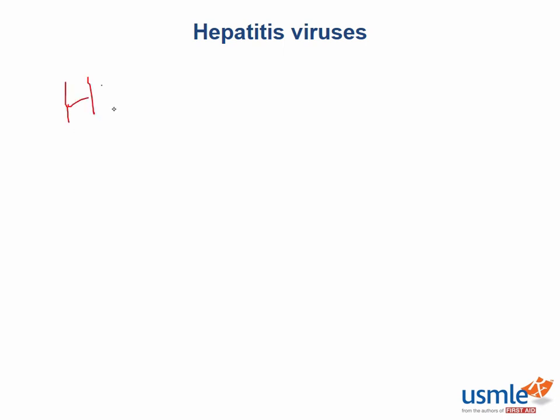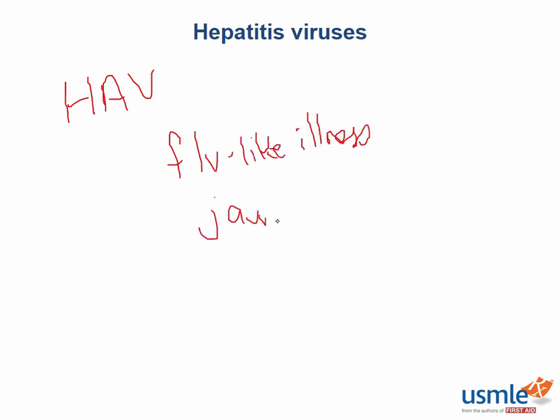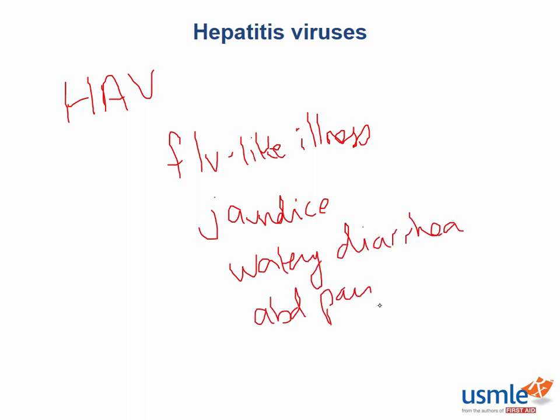Hepatitis A virus is one of the hepatitis viruses transmitted by the fecal oral route, and it's most commonly acquired through consumption of contaminated water or contaminated food, particularly at fast food restaurants. It generally causes a mild flu-like illness with symptoms of jaundice as well as watery diarrhea. Oftentimes patients have abdominal pain and generalized malaise. The key here with hepatitis A is that this infection is self-limited and generally does not progress to a chronic hepatitis or a hepatocellular carcinoma.